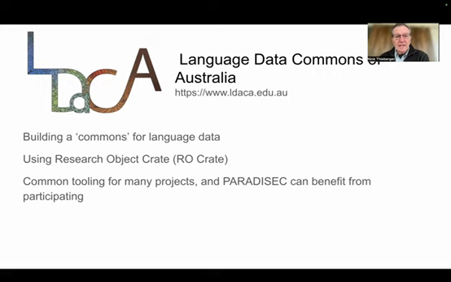Data Commons of Australia. It's a federally funded project now going for another 4 years, which is building a commons for language data. That is a way of allowing language data to be accessed, including its access conditions and licensing information. And this is using Research Object Crate. And the great advantage of this from our perspective is that once you have a base of data in this format, which is a common format, you can build tooling that can be used for many different projects. And so PARADISEC can benefit from participating in this project.